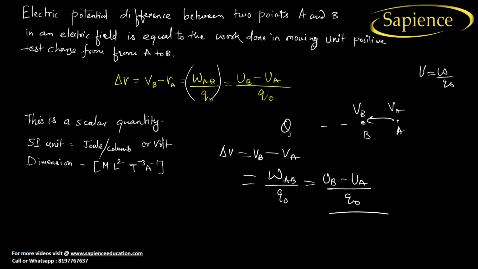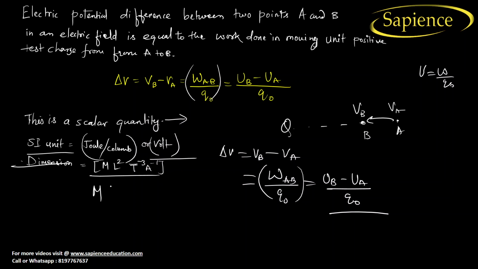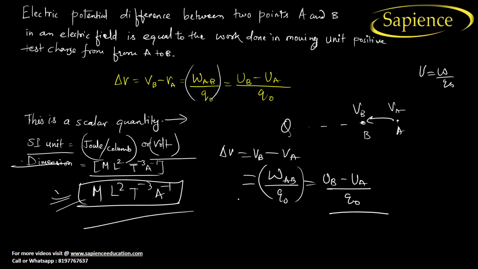Now this is a scalar quantity because it does not have any direction, and the SI unit is joule per coulomb or volt. We can say that it is a volt. Now we are talking about the dimensions. So what is the dimension of this? Basically, if you go and calculate, this is work done by charge. So this will be M L square T to the power minus 3 into ampere inverse. So I hope you have got this. You have understood this concept, right?